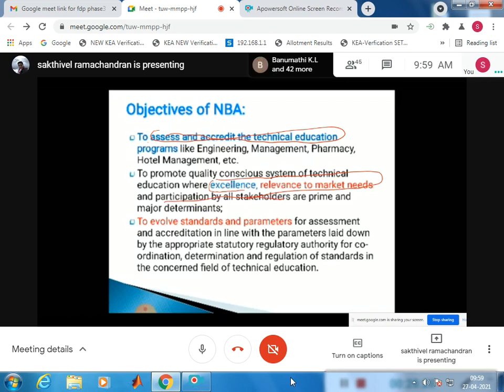Basically, the stakeholders like faculty, students, management, parents, and alumni, they are all stakeholders of this institution. Everyone has their own contribution to the development of the process and the enrichment of the quality. So it always tries to see what contribution has been made by the different stakeholders, whether it has been brought about with the consent of all these people. And finally, to evolve a standard and parameters for assessment and for accreditation.